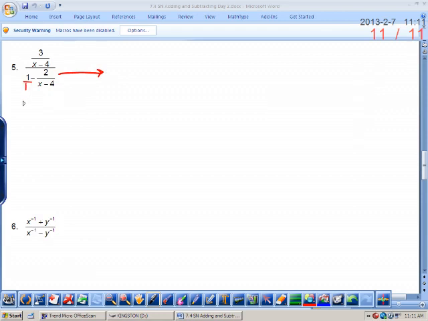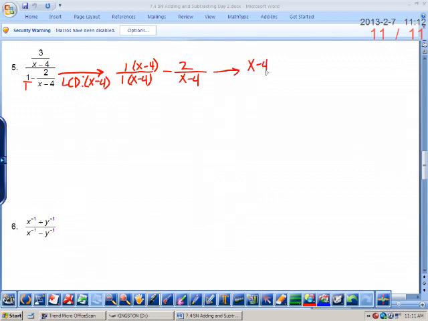Picture 1 as 1 over 1, right? So what's our LCD going to be? So I would have to multiply that 1 by x minus 4 over x minus 4. Do I have to multiply 2 over x minus 4 by anything? No. So we get x minus 4 over x minus 4 minus 2 over x minus 4, which gives us x minus 6 over x minus 4.